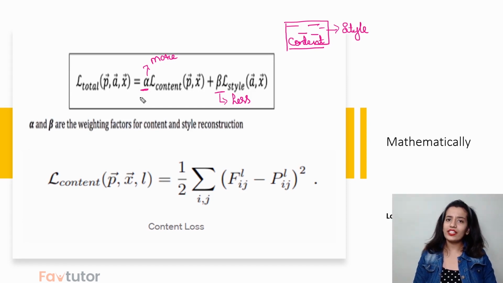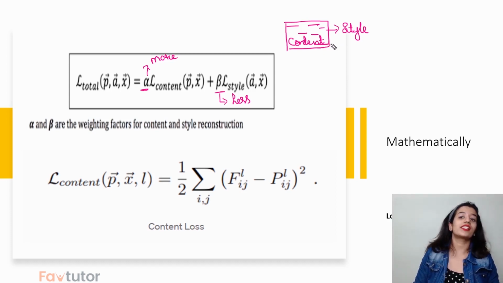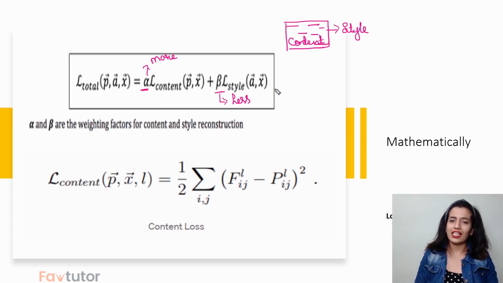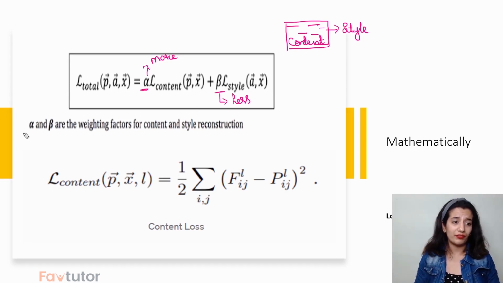You can easily tune this alpha and beta for different weights, and you will see a difference in the generated image. You can keep the optimized alpha and beta using some optimization techniques. Let us discuss that in our later classes, that means the later videos.